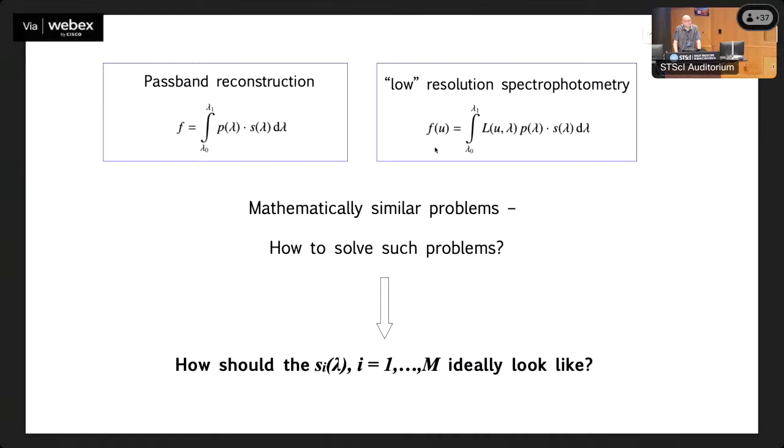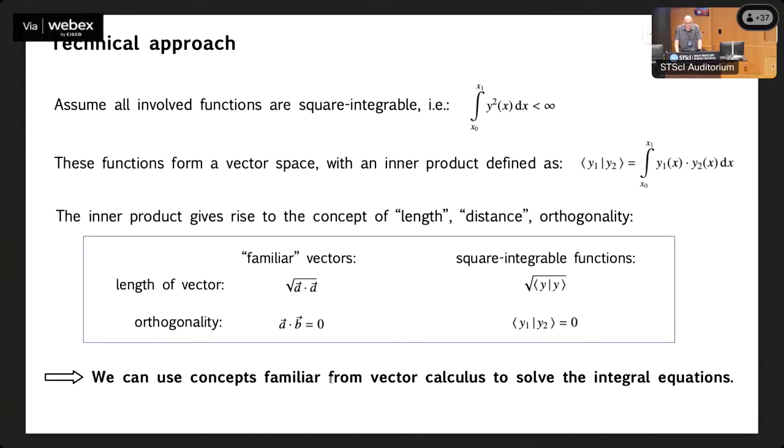So we can think about how to solve these problems in principle. And when we know how to solve such problems in principle, we can ask ourselves, how should the set of calibration spectra we have available to solve this problem ideally look like? The technical approach to get here is, well, in some sense, very straightforward.